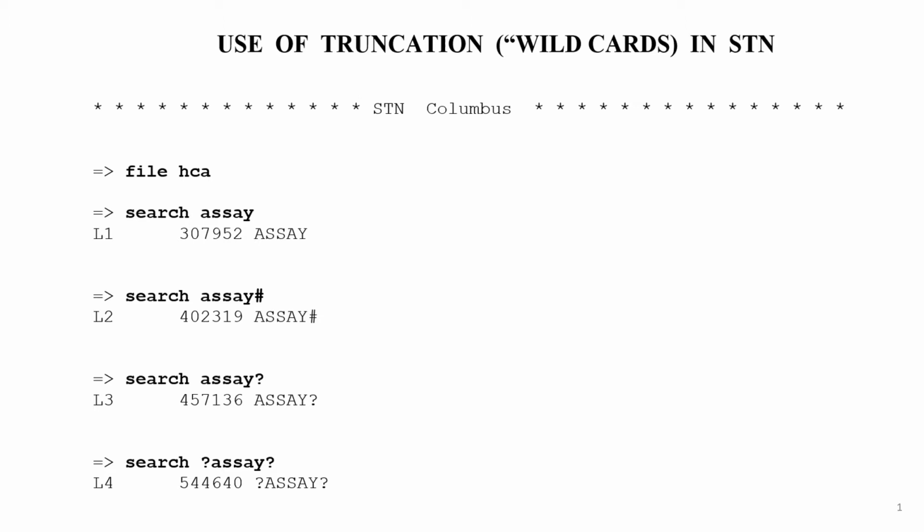If I search assay with the pound sign, looking at only the word itself or one word after it, assay or assays, notice how many more I get. If I put assay with the question mark to give me any number of characters after the word assay, I get even more. And I get the most by putting the wildcard at the beginning and end of the word, which will get me the word assay wherever it is embedded in any other kind of word. This will give you different options to help you select what kind of wildcard you want to use.